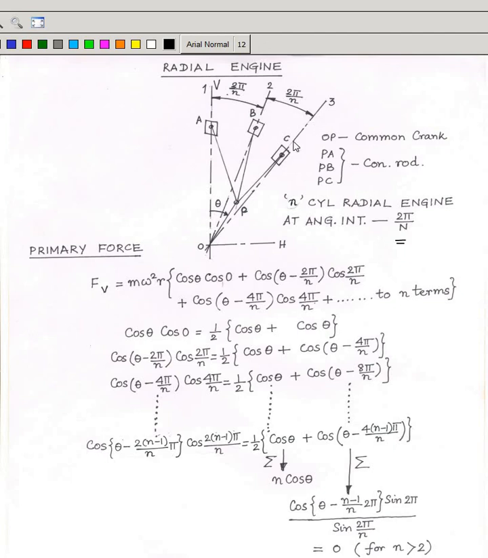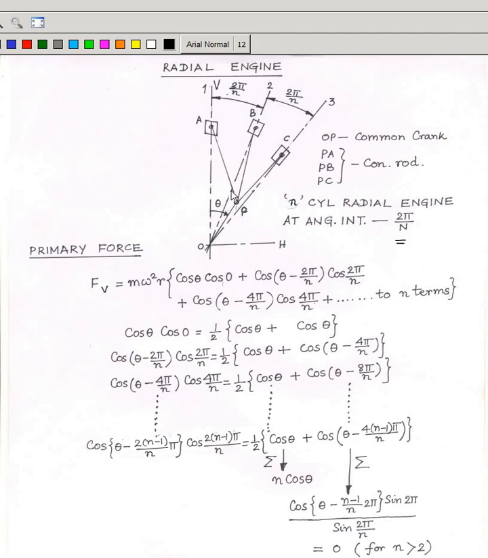So this is 2π/n, this is 2π/n, another radial line for the 4th cylinder, another 2π/n. And this is the crank which is making angle theta with the vertical. So the vertical force is mω²r cos θ. mω²r cos θ is the force along the line of stroke for the first cylinder. For the first cylinder, along this line of stroke, the force is mω²r cos θ, and the component along the vertical direction is cos θ cos 0.